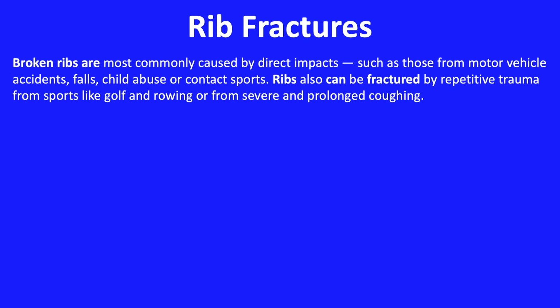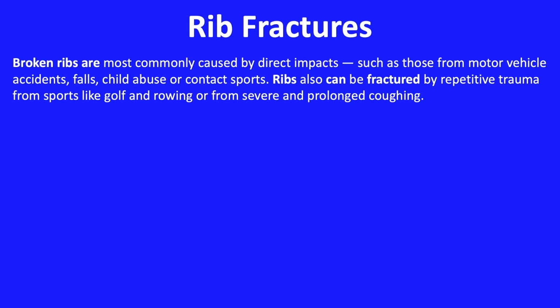Broken ribs are most commonly caused by direct impacts, such as those from motor vehicle accidents, falls, child abuse, or contact sports, such as football. The ribs will usually fracture at the angle or just anterior to it. Think for a moment, however, why is it that football quarterbacks do not sustain even more rib fractures than they do when being violently tackled on the football field?